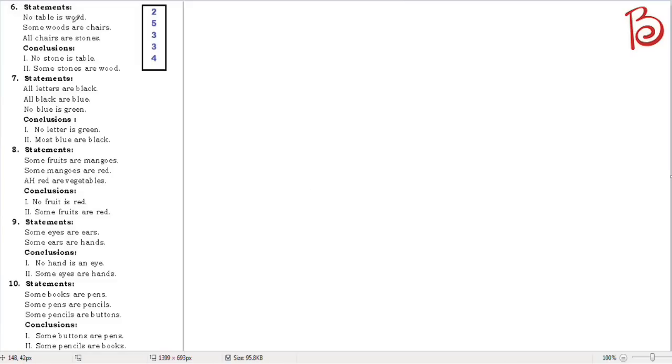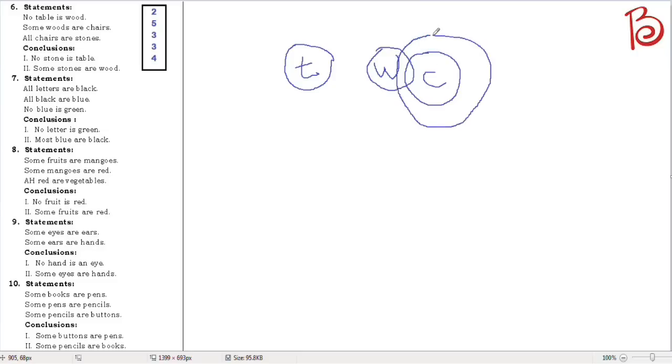Let's see the statement. No table is a wood. Okay, so we can put it as, this is table and this is wood. So no table is a wood. Okay, some woods are chair, so some woods are chair. Okay, and all chairs are stones. All chairs are stones, so I'm going to draw stones here. Okay, this is the diagram.